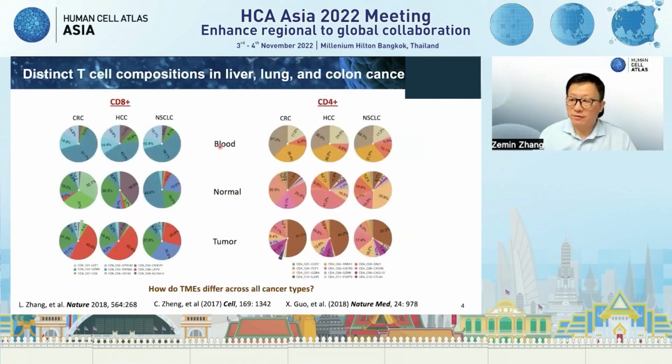Our earlier study focusing on infiltrating T cells has shown that the infiltrating T cells in colon cancer, liver cancer, and lung cancer vary dramatically, even though at the blood level, the differences are actually minimal. So we think that it is important to study the extent of such differences across different cancer types.